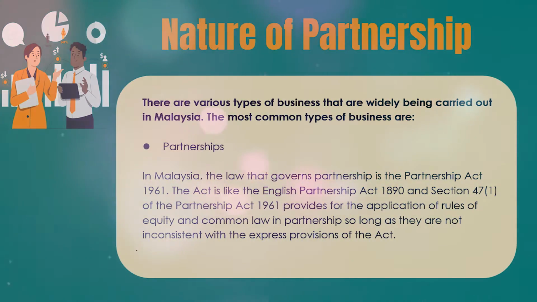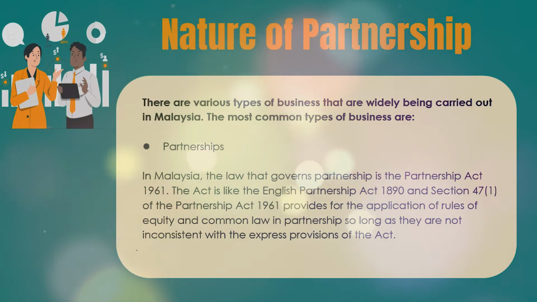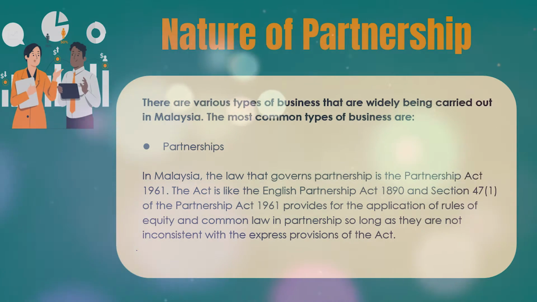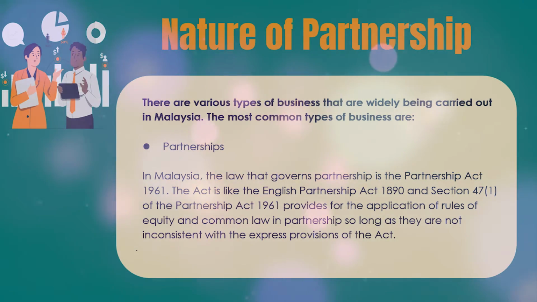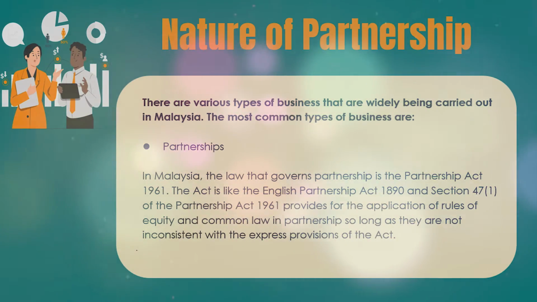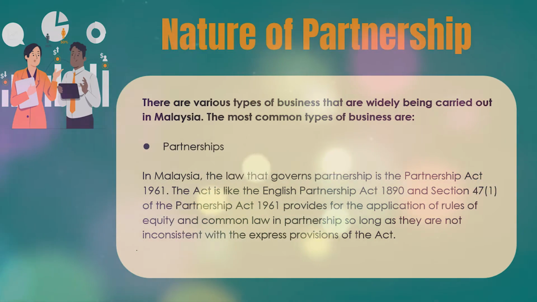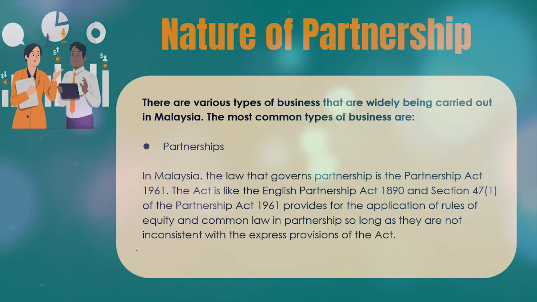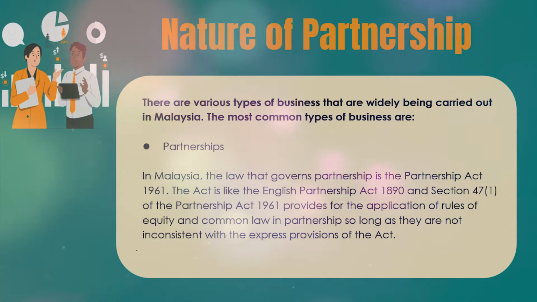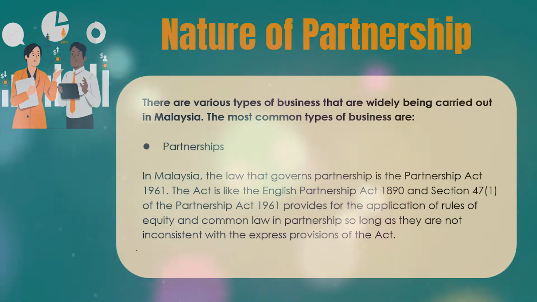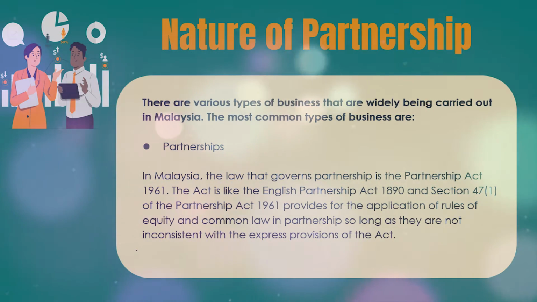The nature of partnership. There are several forms of business that are generally conducted in Malaysia. One of the most conventional types of business is partnership. As we know, in Malaysia, the law that governs partnership is the Partnership Act 1961. The Act is similar and related to the English Partnership Act 1890, and Section 47 of Clause 1 of the Partnership Act 1961 provides for the application of rules of equity and common law in partnership so long as they are not inconsistent with the express provisions of the Act.